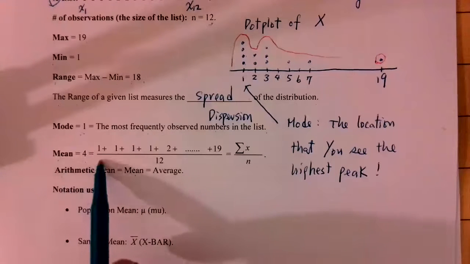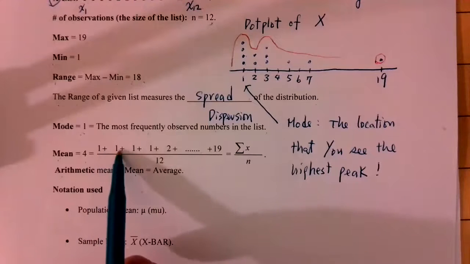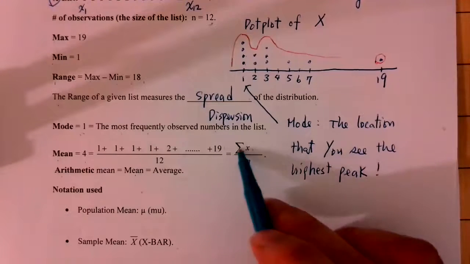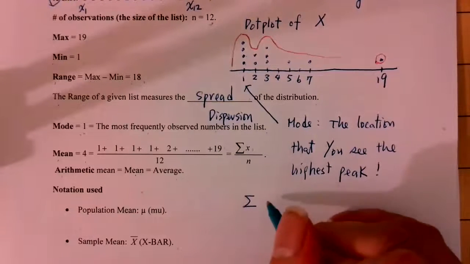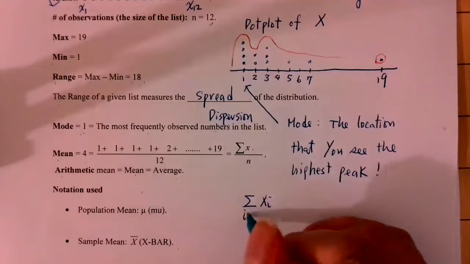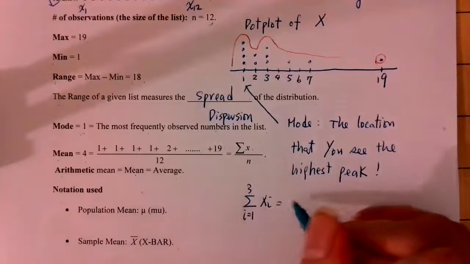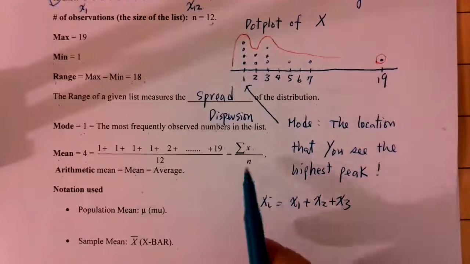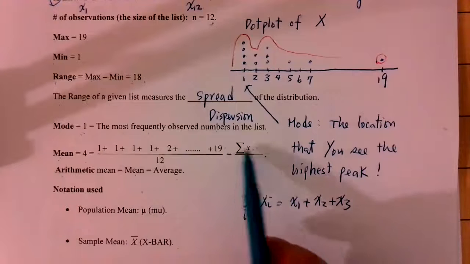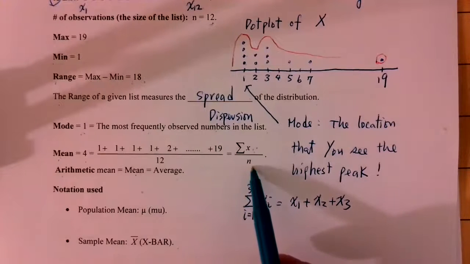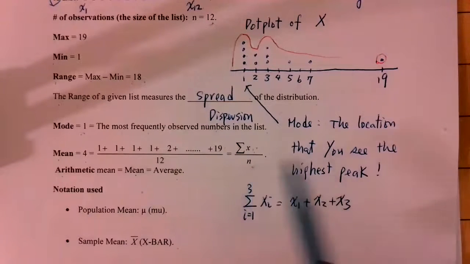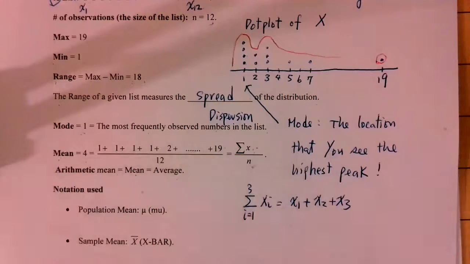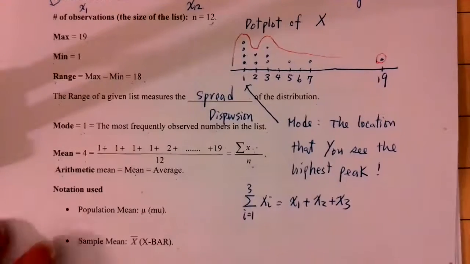Mean is average, okay? In our example, x1 plus x2 plus all the way up to x12, divided by 12. And this is a notation we commonly use, okay? Summation xi, i from 1 to 3. This means x1 plus x2 plus x3, okay? Sum up the numbers and then divide by what? The size of the observations. So this gives us the formula of average or mean, okay?